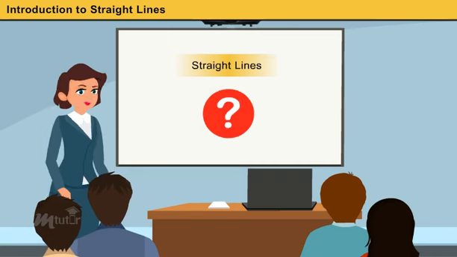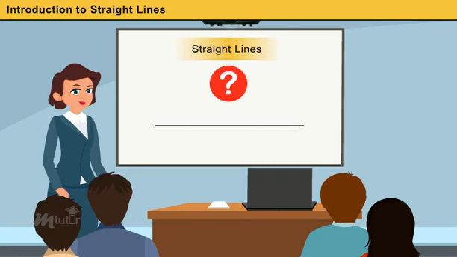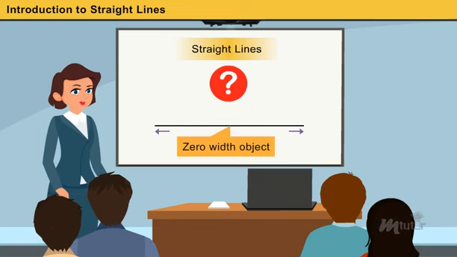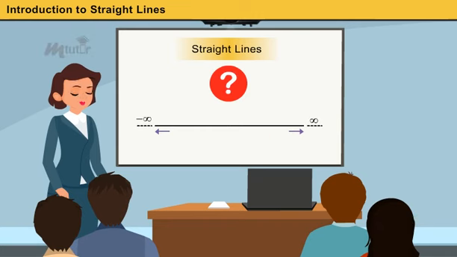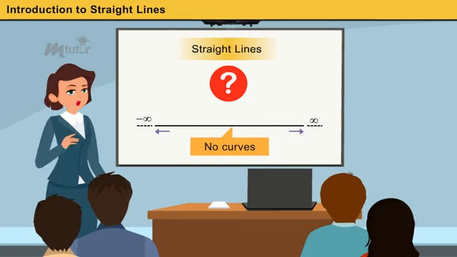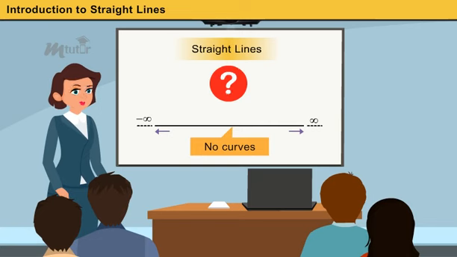Good. In mathematical terms, a line is simply an object in geometry that is characterized by zero width and extends on both sides. So, a line that extends on both sides till infinity and has no curves is called a straight line. Where have you come across straight lines in your daily life?